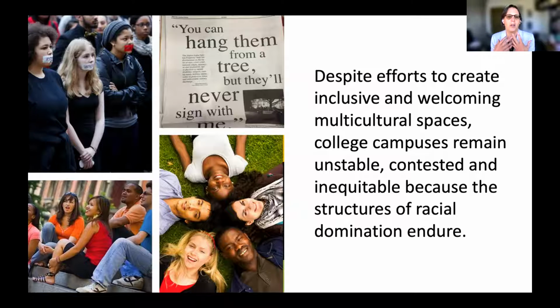And so diversity is obviously more than numbers. Just because you have diverse people sitting in the same classroom doesn't mean you have meaningful interaction. It doesn't mean that everyone feels included. And so I'm basically going to break that down for you and show how that plays out on one campus. Okay.